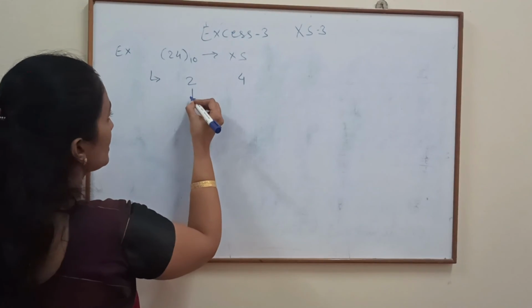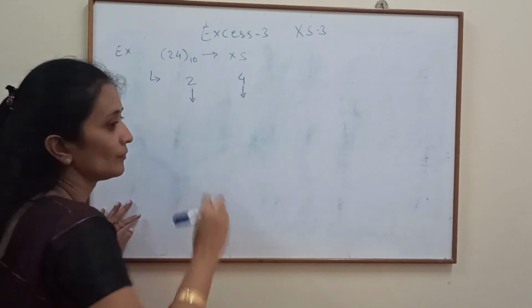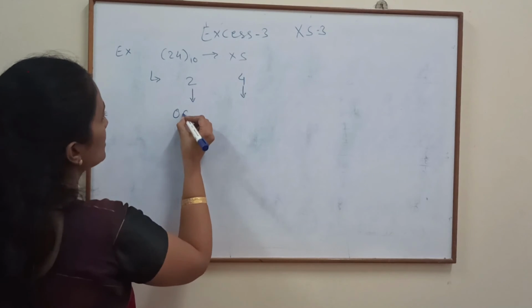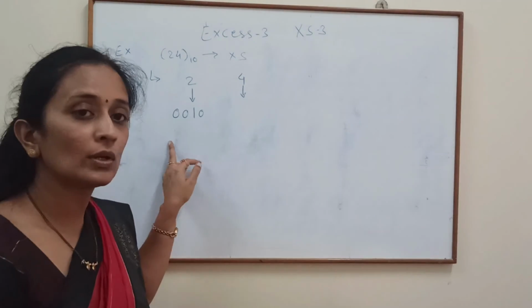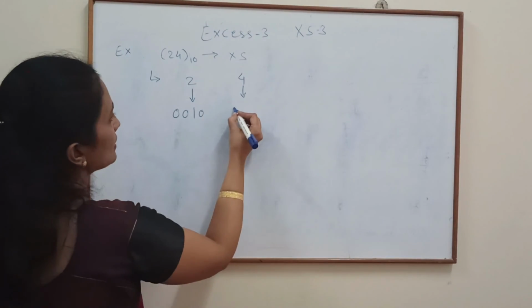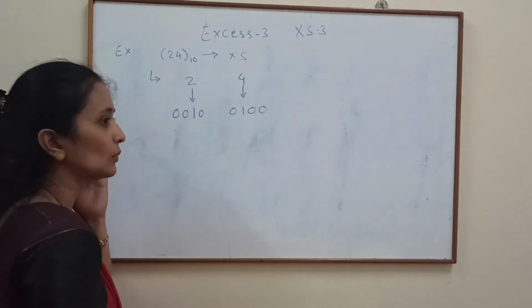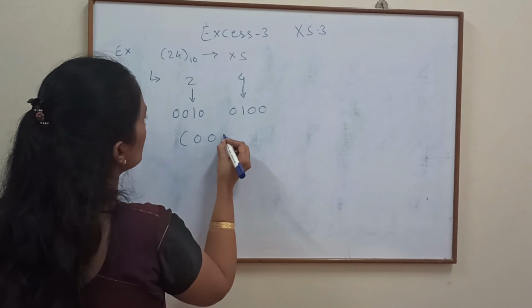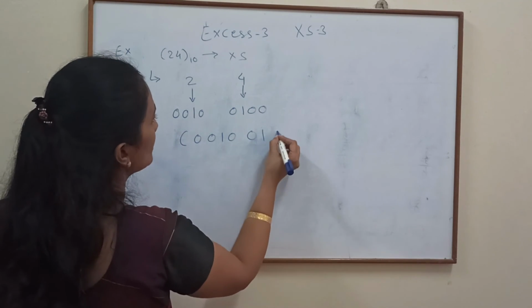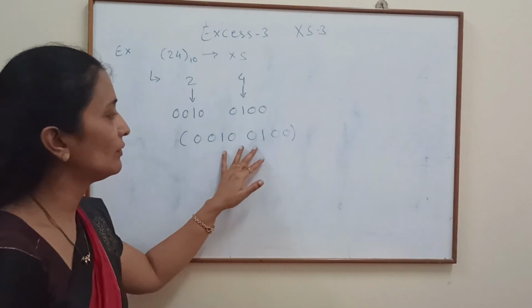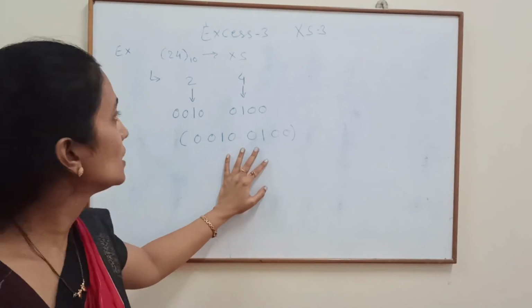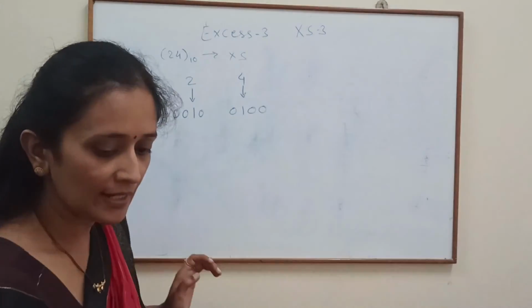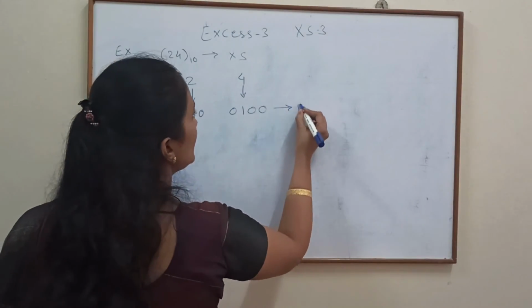Write the equivalent binary number. What is the binary equivalent of 2? 0010. What is the binary equivalent of 4? 0100. Then what is the binary equivalent of 24? 0010 0100. This is the binary equivalent. But what do we want? We want XS. Again, these are BCD values.